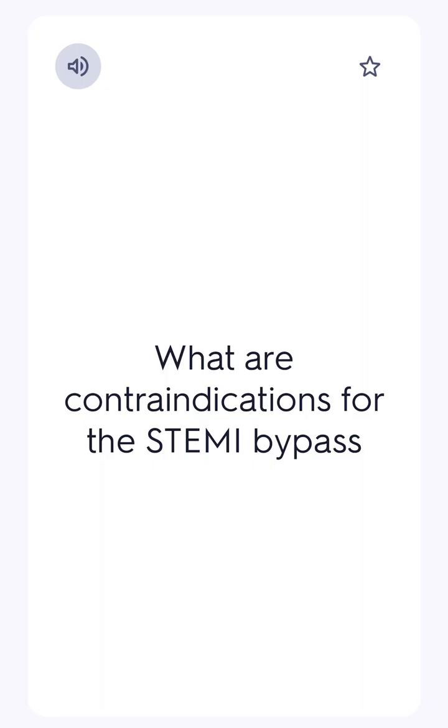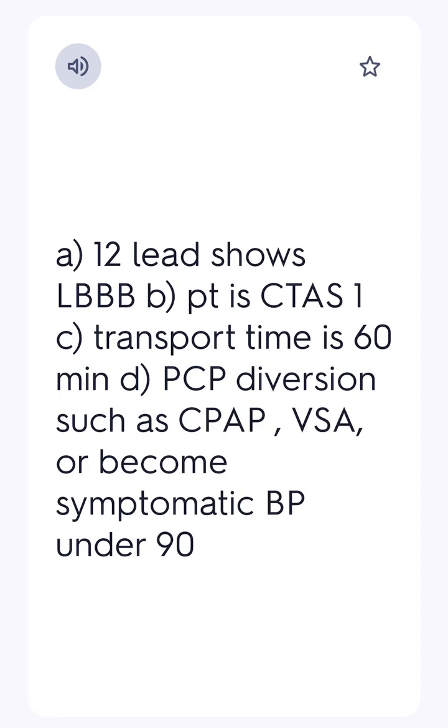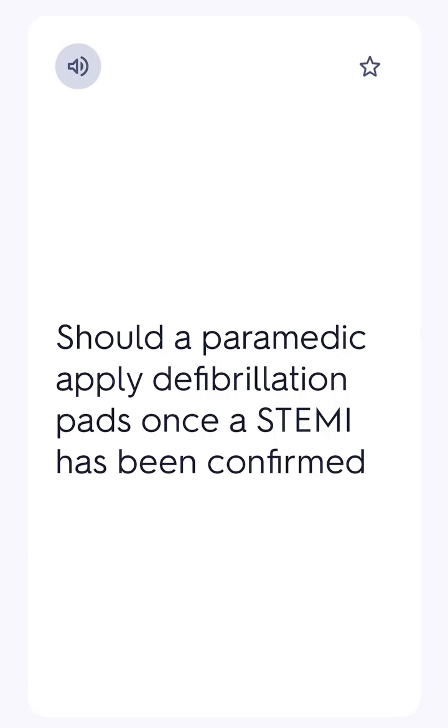What are contraindications for the STEMI bypass? A, 12 lead shows LBBB. B, part is CTAS 1. C, transport time is over 60 minutes. D, diversion such as CPAP, VSA, or becomes symptomatic. E, BP under 90. Should a paramedic apply defibrillation pads once a STEMI has been confirmed? Yes.